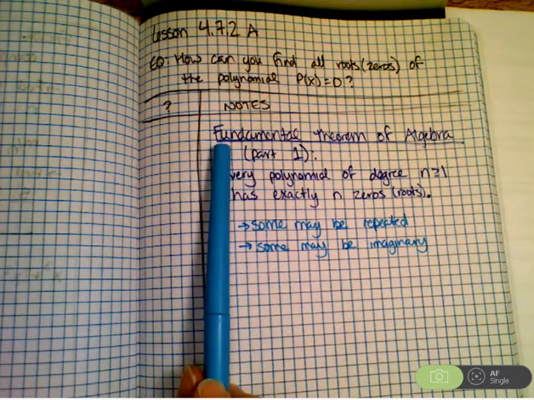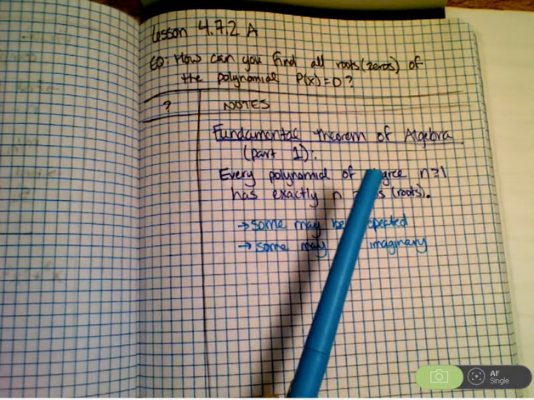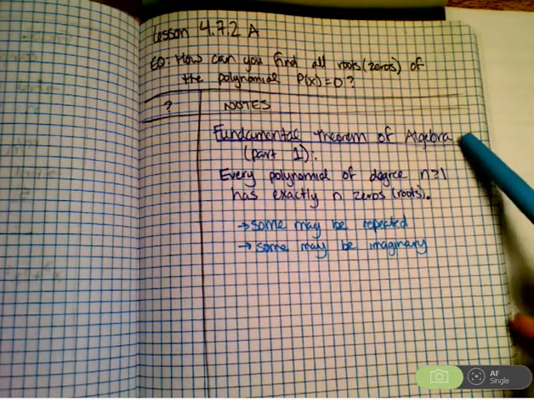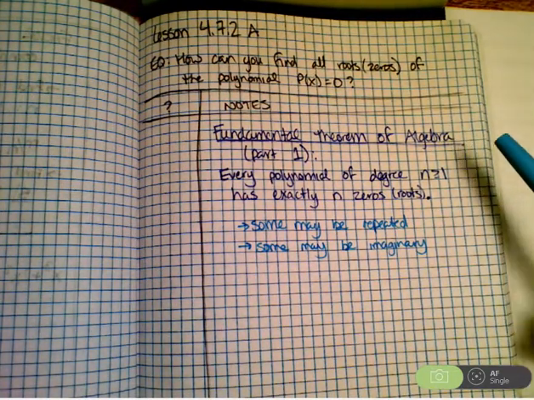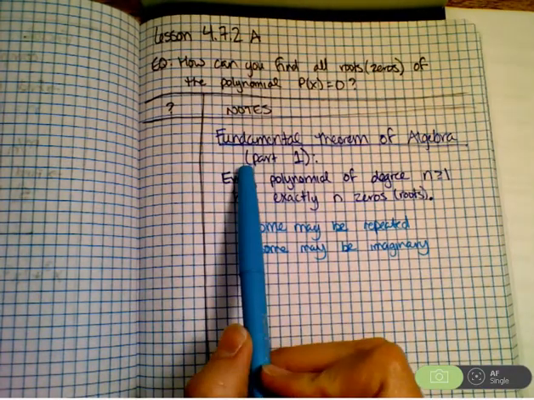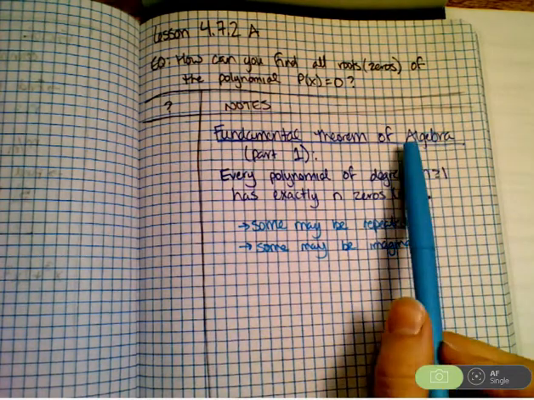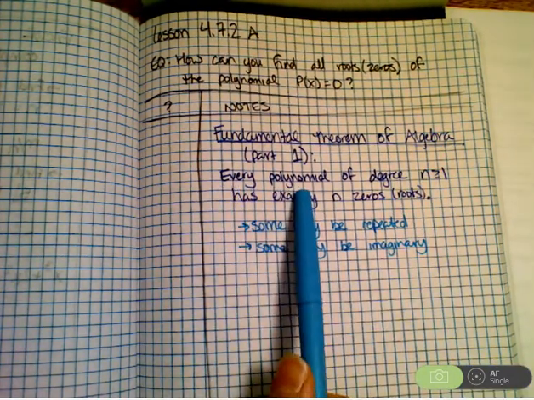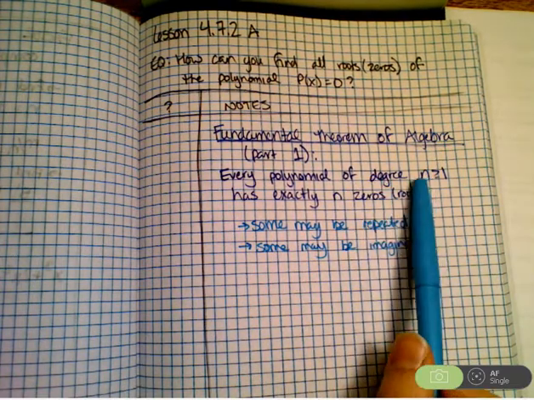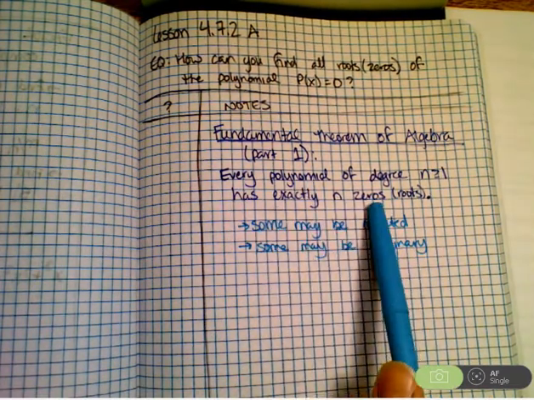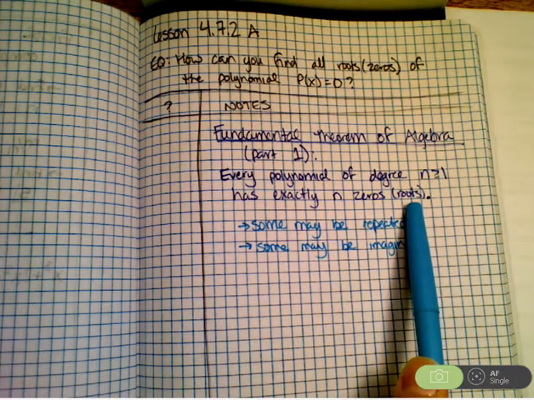To start off our notes today, we have a very important fundamental theorem of algebra. So I know you're like, oh my gosh, I've been doing all these years of algebra and I'm just getting to the fundamentals, and you are. But that's okay. So this is part one of the fundamental theorem of algebra. What it states is that every polynomial of degree n greater than or equal to 1 has exactly n zeros or roots.